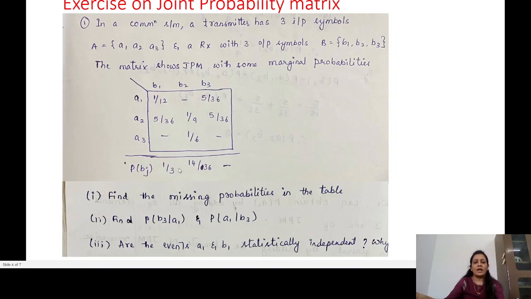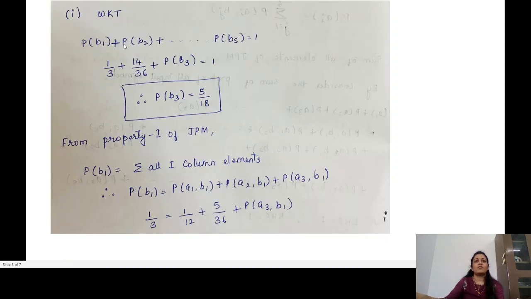That means that if I add up 1 by 3 plus 14 by 36 plus probability of B3, it should be equal to 1. So P of B1 plus P of B2 up to P of Bs is equal to 1. In this case we have only 3 symbols. Therefore, for P of B1 I have substituted the given value of 1 by 3, and P of B2 is 14 by 36. P of B3 is not given and we are supposed to find it.